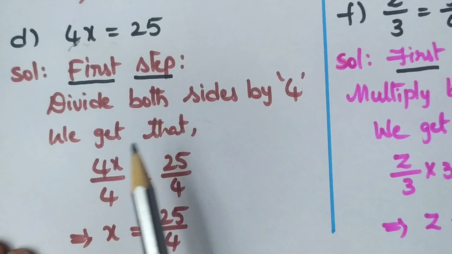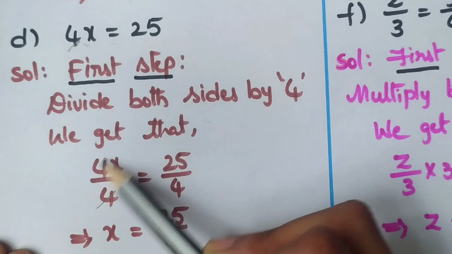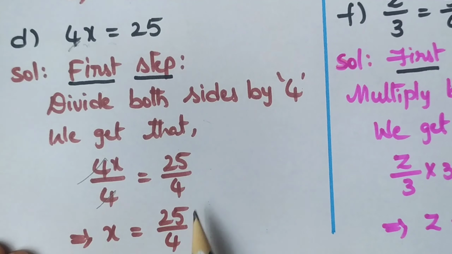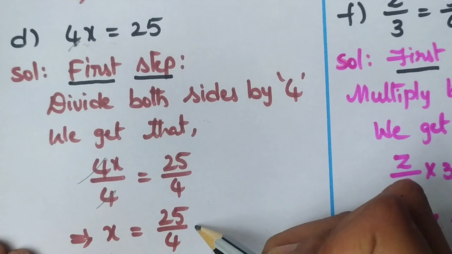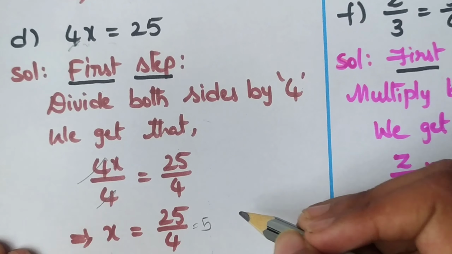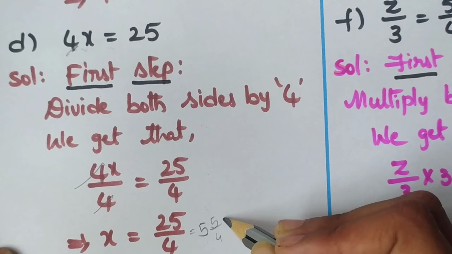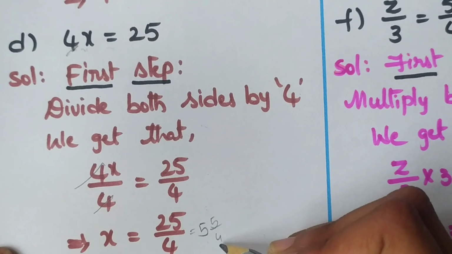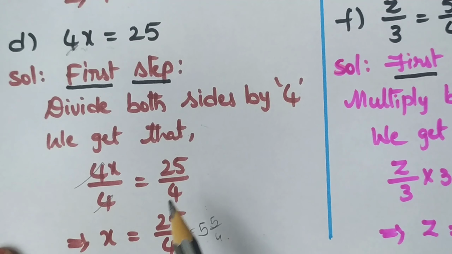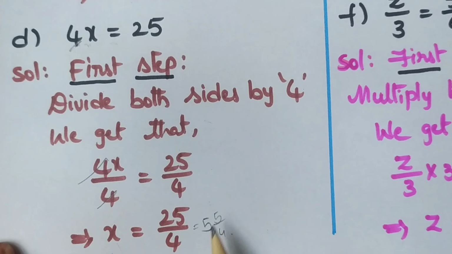We get that 4x by 4 is equal to 25 by 4. Let us cancel 4 and 4. 25 will not come in 4 table. So it is x equal to 25 by 4. Or else we can convert into mixed fraction here. 4 5s are 20 and 5 is left. So 5 by 4. 4 5s are 20, 20 plus 5 is 25. So 25 by 4 is 5 by 4. So 4x equal to 25 where x equal to 25 by 4 or 5 by 4. So with this D bit gets completed.